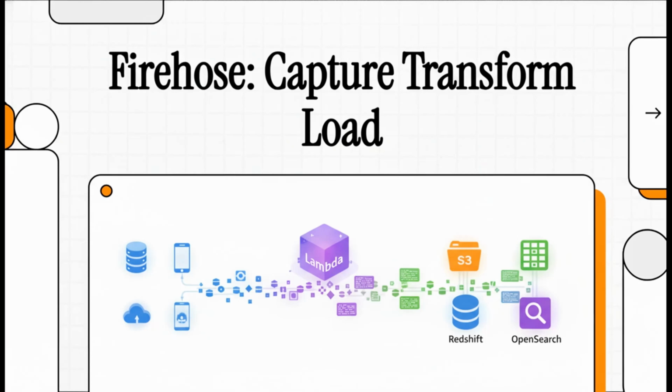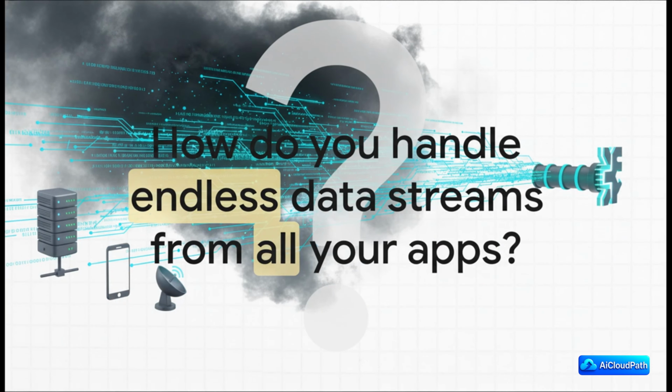All right, let's talk about a really cool piece of the AWS puzzle for handling streaming data, Kinesis Data Firehose. We're going to break down what it does, and just as important, what makes it so different from its cousin, Kinesis Data Streams. So think about it. Your apps, your website clickstreams, your IoT gadgets, they're just spewing out data nonstop, 24/7. It's like trying to drink from a fire hose, right?